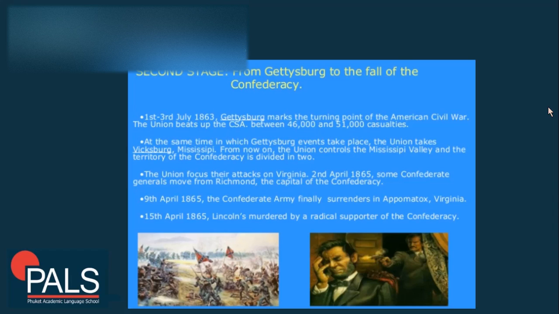On the 2nd of April 1865, some Confederate generals moved from Richmond, the capital of the Confederacy. On 9th April 1865, the Confederate Army finally surrenders in Appomattox, Virginia. And on 15 April 1865, just a few days later, Lincoln is murdered by John Wilkes Booth, a radical supporter of the Confederacy, at Ford's Theatre.